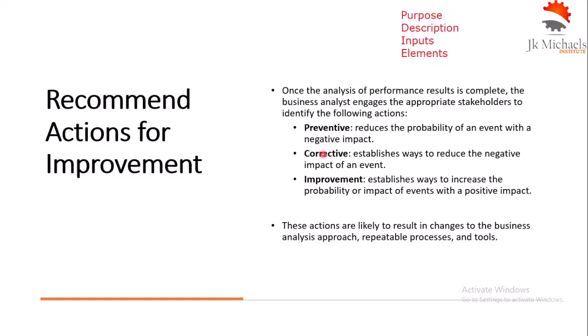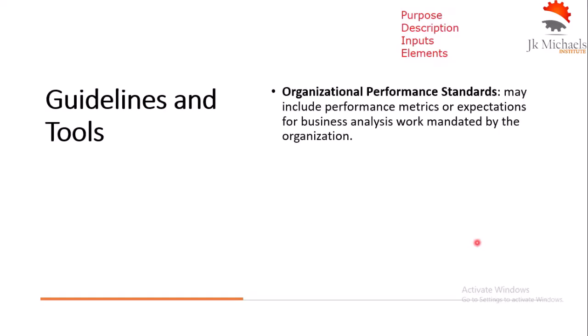How do we reduce negative impact? Assuming an event has already happened and it's negative, how do we correct? How do we steer the organization the right way? And then improvement. How do we increase the probability and the impact that situations or events with positive impacts will happen? Now, these actions will result in changes to the business analysis approach, repeatable process, and tools. Again, remember that our goal is to upgrade and continue to improve.